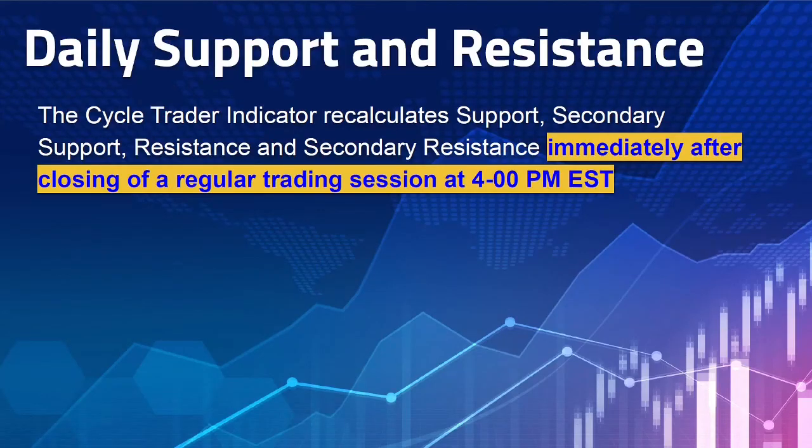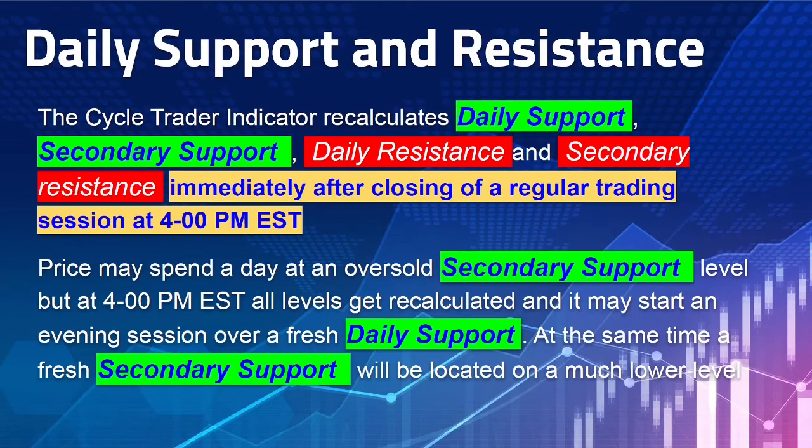The cycle trader indicator recalculates support, secondary support, resistance, and secondary resistance immediately after closing of a regular trading session at 4 p.m. Eastern Time. That essentially means that we perfectly know what would be those levels for the following day. Price may spend the day at an oversold secondary support level, but at 4 p.m. Eastern Time, all levels get recalculated, and price may start an evening trading session over a fresh daily support. At the same time, a fresh secondary support will be located on a much lower level.